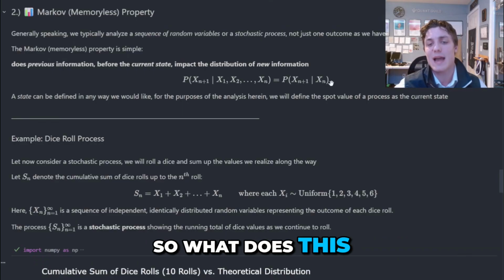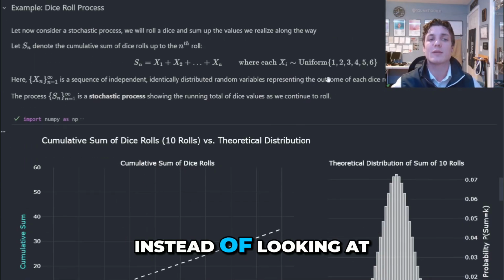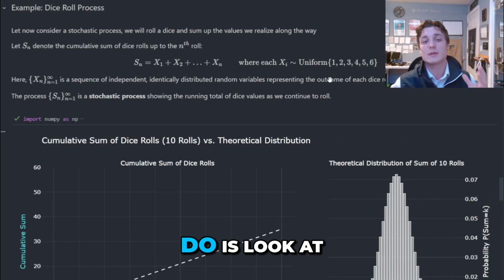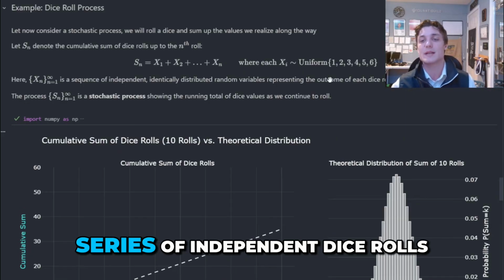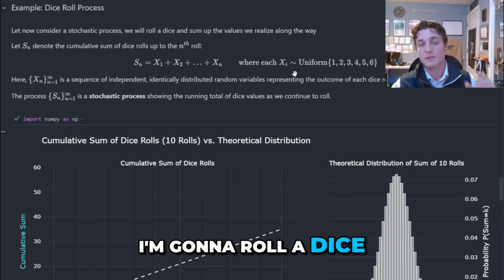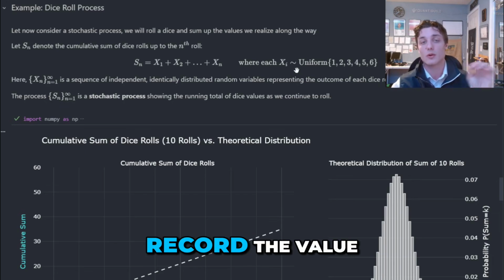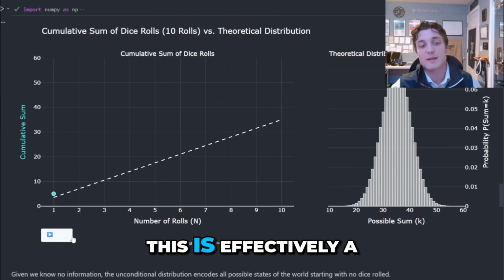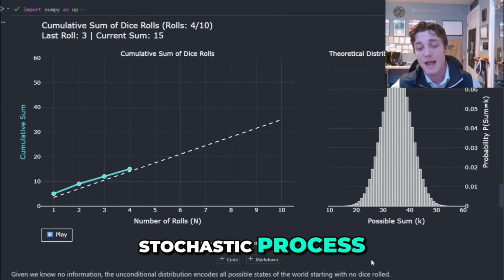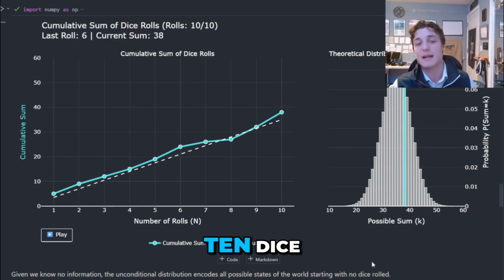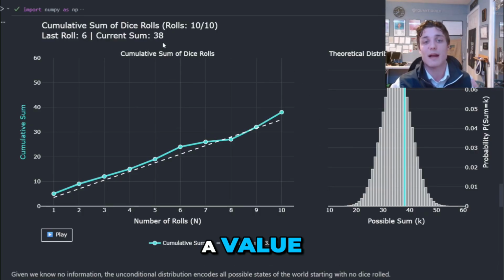So what does this actually look like? Well, instead of looking at the sum of two dice rolls, what we're going to do is look at the sum over a series of independent dice rolls. I'm going to roll a dice, record the value, roll another one, record the value, and add them up. And I'm going to do that 10 times. This is effectively a stochastic process, and I'm visualizing the outcome here. In this roll of 10 dice, I've come up with a cumulative sum of 38.